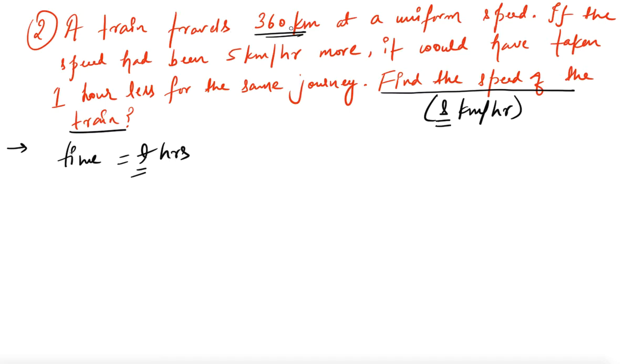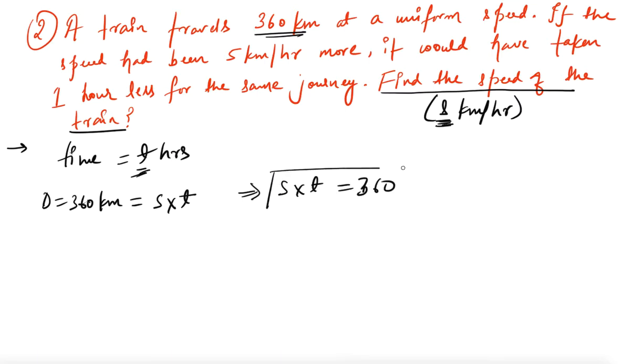A train travels 360 kilometers, so my distance is 360 kilometers, and you know distance is equal to speed into time. In the first case my speed was s and time is t, so this is my first equation. What is that? s into t, that is speed into time, is equal to 360. Nothing difficult, first equation.